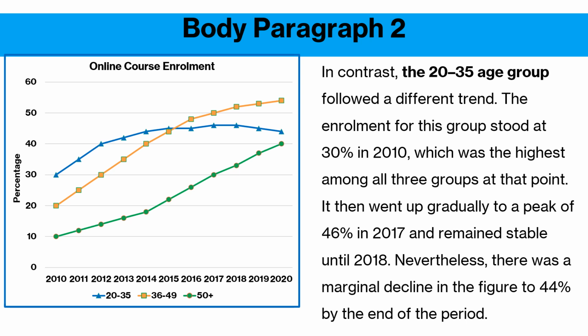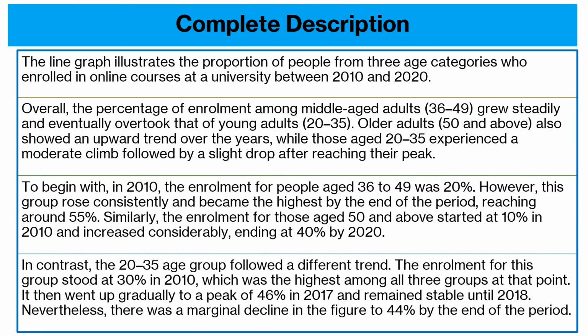Now let's have a look at the complete description of the graph. Here is the complete description of the graph. Pause here and read the description to understand how each paragraph is written. Now that you have read the full model description, take a moment to look closely at the expressions used to refer to different age groups.